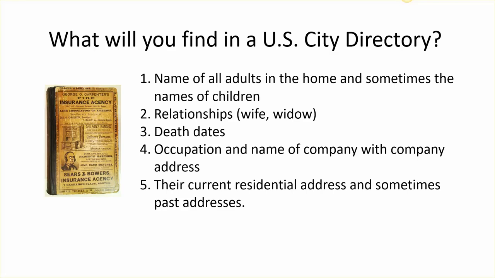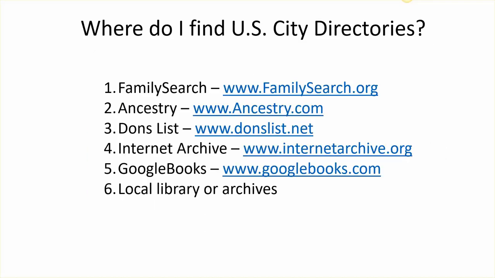Now, the amount of genealogical information that you find in one of these U.S. city directories will vary, but some of the things you might find would include the names of all adults in the home, sometimes even names of children, relationships like who's the wife and if she was a widow, death dates, an occupation and the name of the company with a company address, their current residential address, and sometimes even a past address.